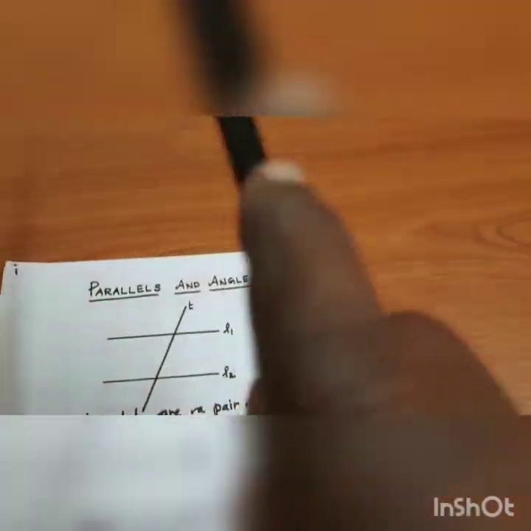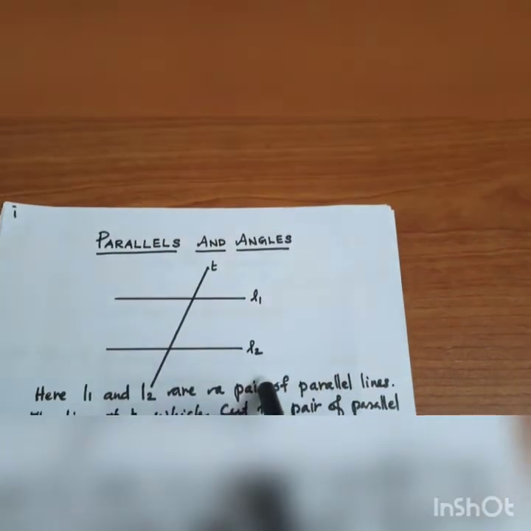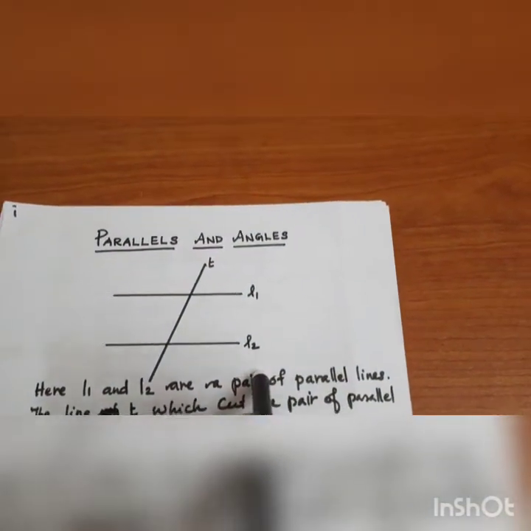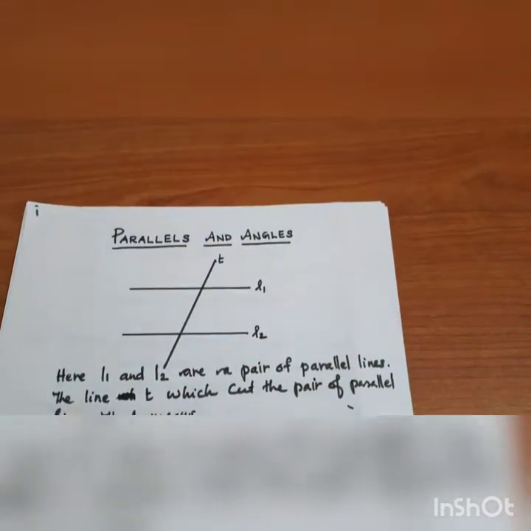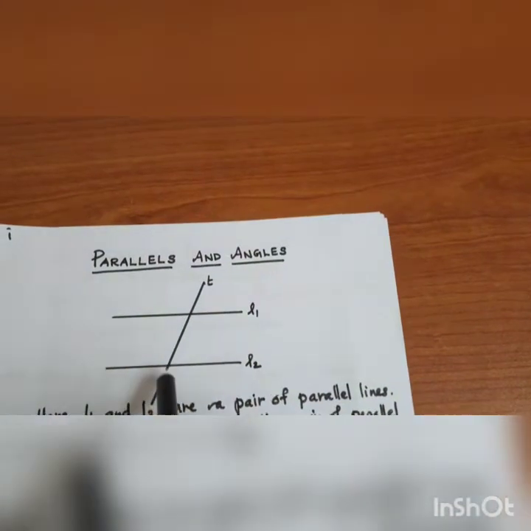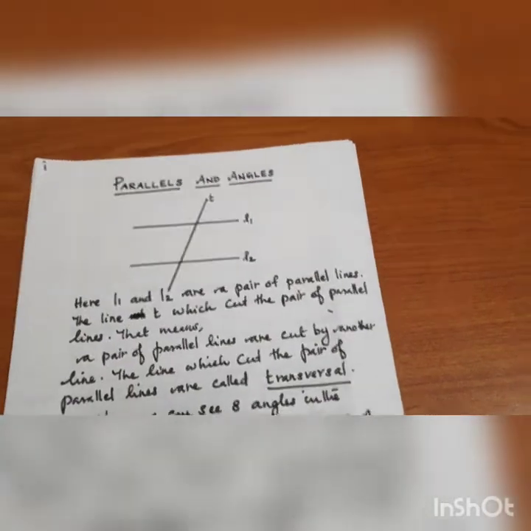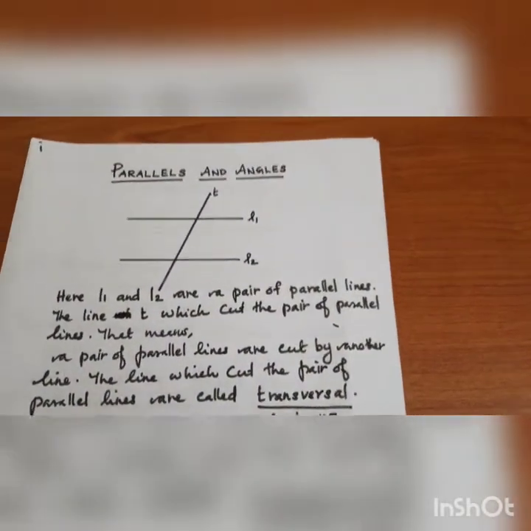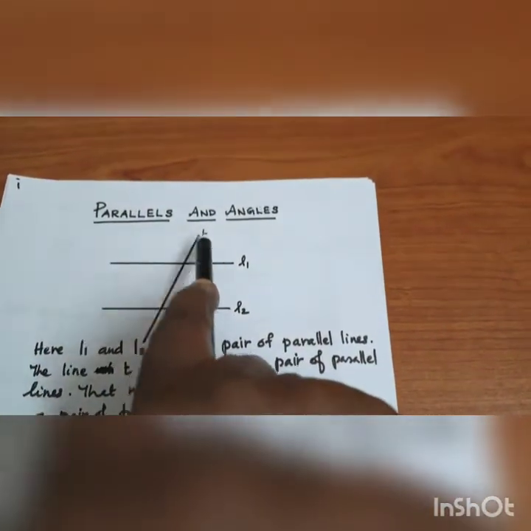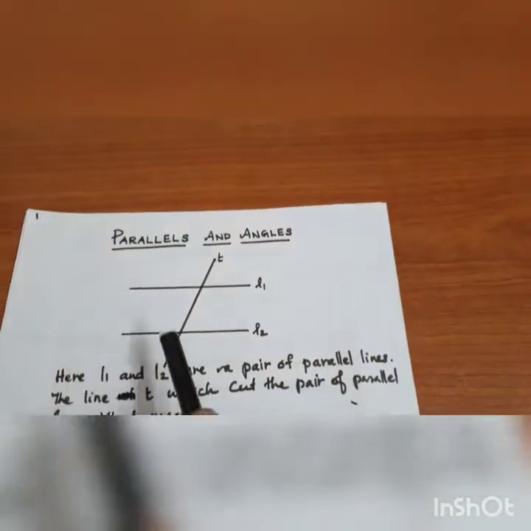Once again, here in the figure we can see a pair of parallel lines L1 and L2, and there is another line that cuts the pair of parallel lines. The line which cuts the pair of parallel lines is called a transversal, which is not in the text. That name is not in the text. The line which cuts the parallel lines is called a transversal. That T is noted for the line.